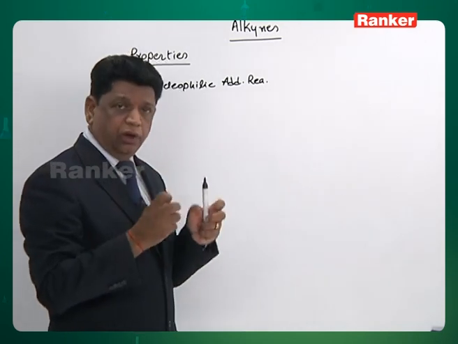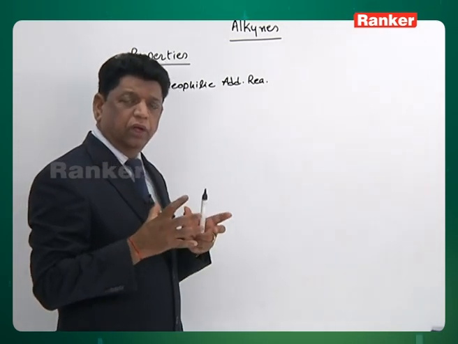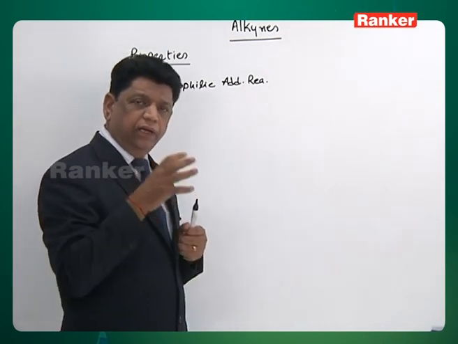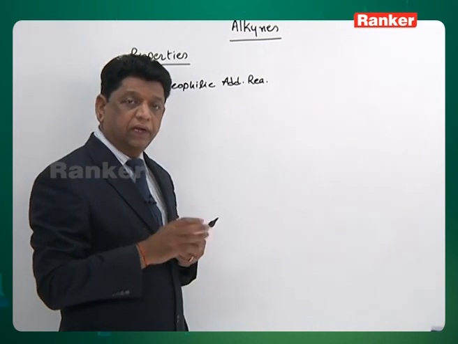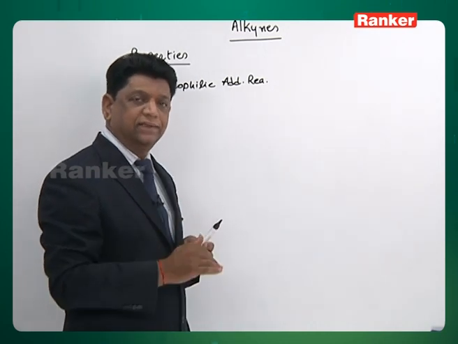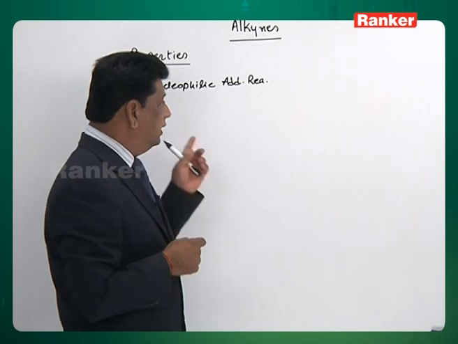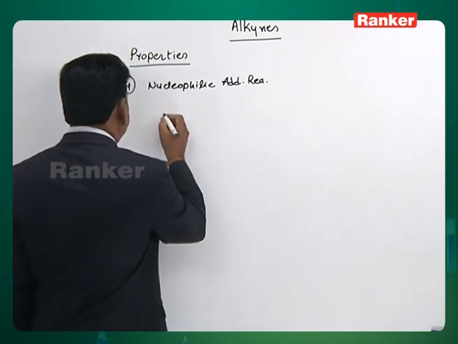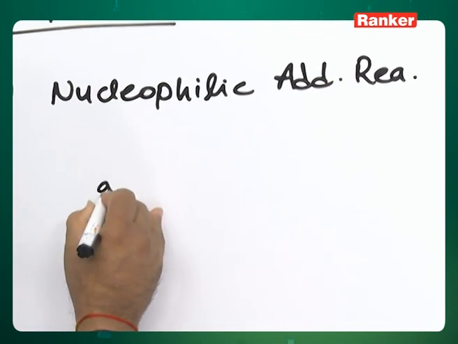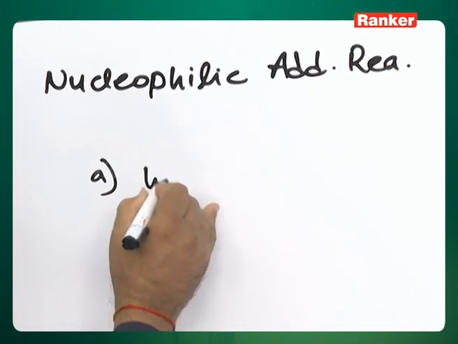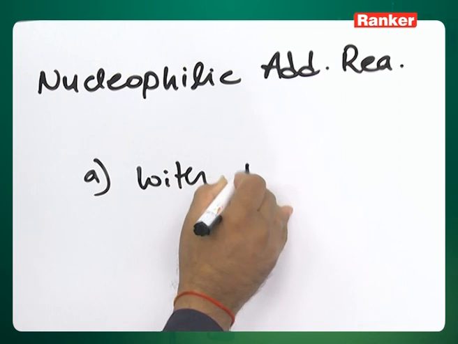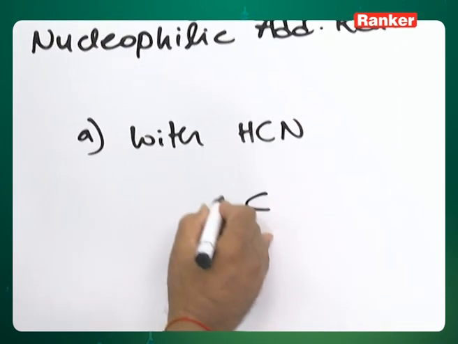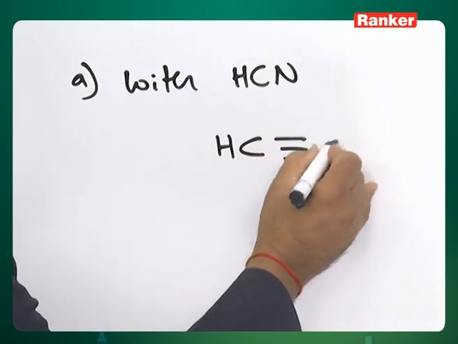So, the electron cloud will be held tightly by the carbons. So, the attacking electrophile, that is the electrophilic addition reaction, slightly decreases. To that extent, some nucleophilic addition reactions we are also observing. Only one or two examples are there. One is with HCN, hydrogen cyanide, which adds to alkynes in a nucleophilic addition pattern.